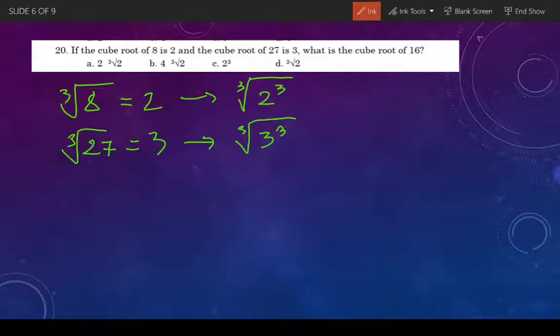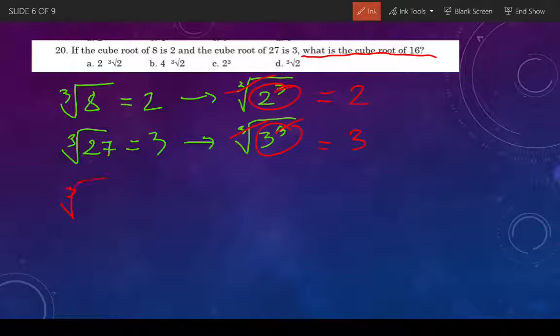Kasi 2 times 2 times 2 ay 8. Tapos 3 times 3 times 3 ay 27. Tapos we are going to cancel that. Cancel. Kaya makikita nyo dito, matitira dito 2. Dito naman 3. Now, the question is, what is the cube root of 16?